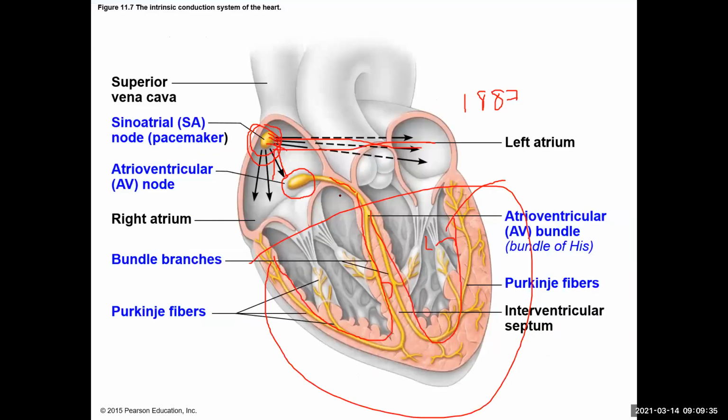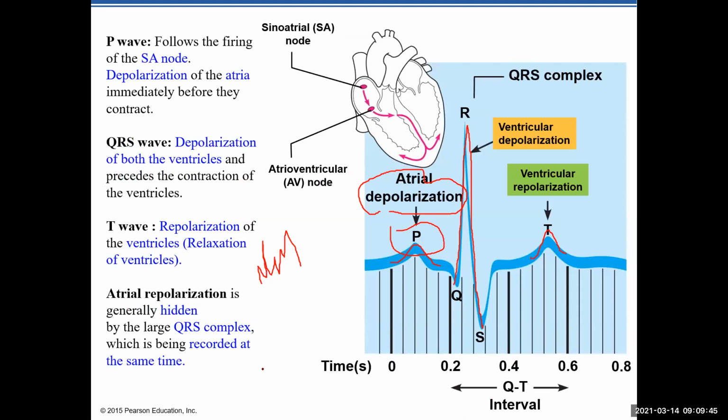We know that atria contract, right? But then there should be a wave for the atrial repolarization, when the atria are relaxing. The atrial repolarization is definitely there, but it is not being recorded over here. It's undetected. And there are two reasons for it. Why is there no wave for atrial repolarization?